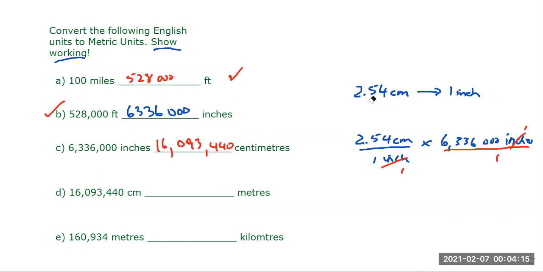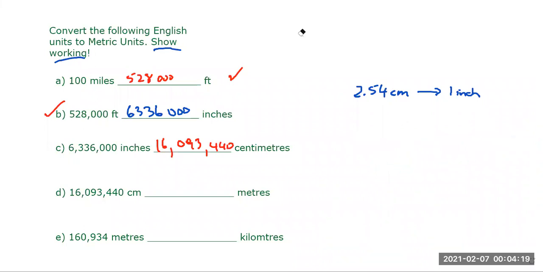All right, so next, we want to move from centimeters to meters. And of course, you need to know the conversion between centimeters and meters. So what is it? You know, 100 centimeters give you 1 meter. All right, 100 centimeters give you 1 meter.